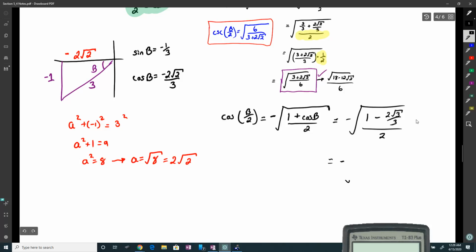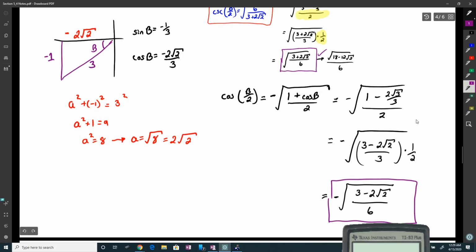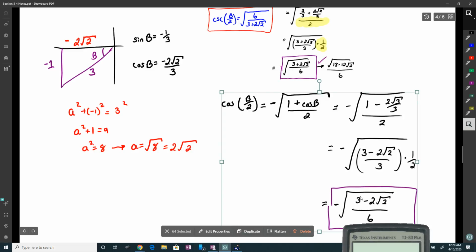Skipping a couple steps because we did something just like it above. We end up with 3 minus 2 square root of 2 over 3 times a half. And so you end up with negative big square root 3 minus 2 square root of 2 over 6. Right, and there's cosine. Very nasty looking. We flip it and we get secant.